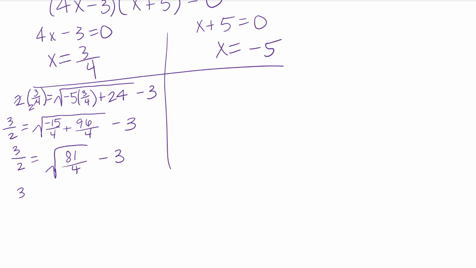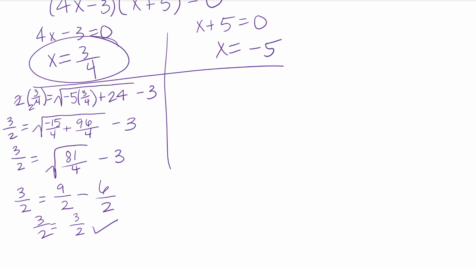81 and 4 are perfect squares, so you're left with 9/2. And if I make this a common denominator, 3 will be 6/2. So 9/2 minus 6/2 is 3/2. So that means this is definitely a solution to our radical equation. So now let's take a look at negative 5.